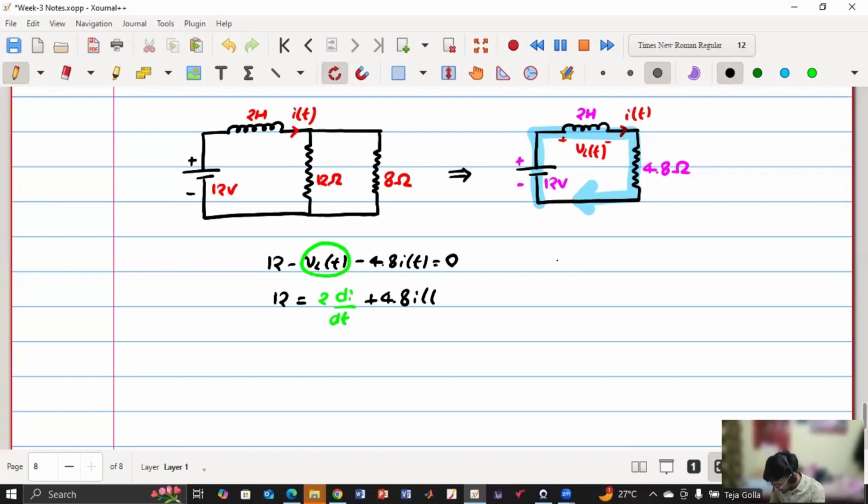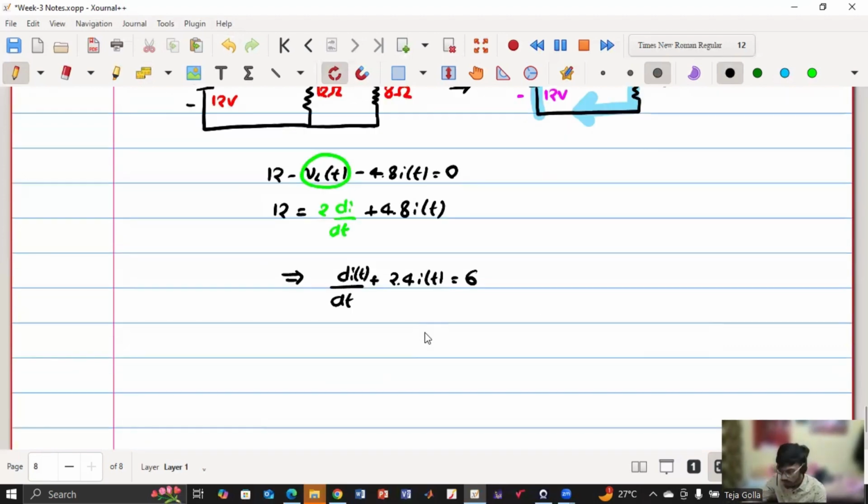So now let us divide it by 2 for our ease. So we'll have di by dt plus 2.4 into I of t equal to 6. Right? So now this is our equation that we got. So can anyone tell me what is the generalized expression of this?